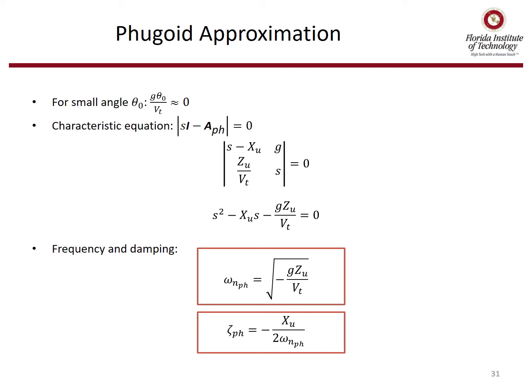We can get an approximation for the phugoid using our small angle assumption and simplify our model with the characteristic equation of sI minus A, but now A is the matrix for just the phugoid. And we see that an estimate for the natural frequency and damping are shown below. The natural frequency is the square root of negative g times the stability derivative Zu over our true airspeed. The damping ratio is negative the stability derivative Xu divided by 2 times the natural frequency that we just calculated above.